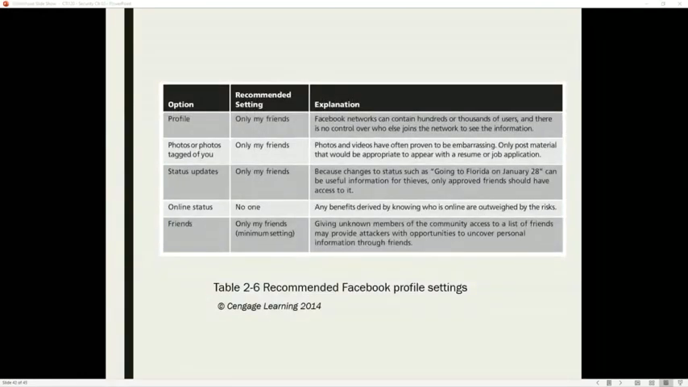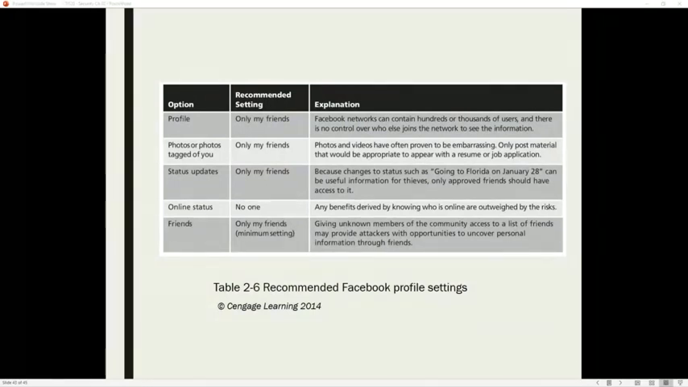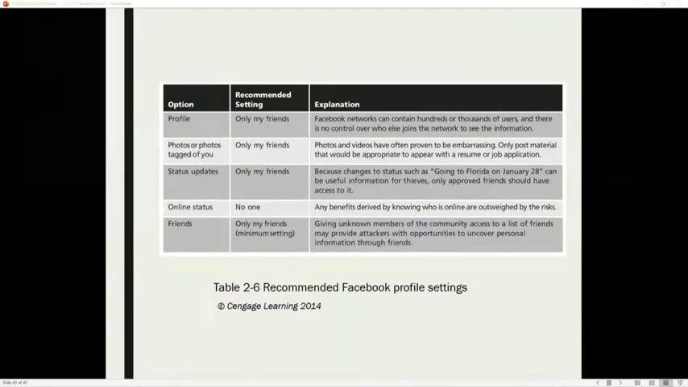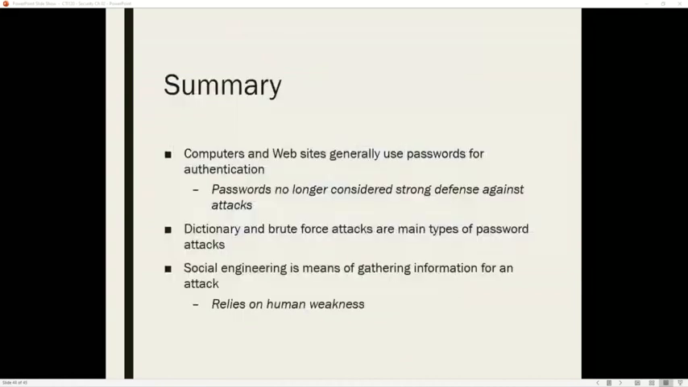We can see here that your profile status, there's no control over who joins a network, so you want to make sure that if you have something available to your friends, it's only available to your friends. Pretty much anything on here except for the online status should be available to only your friends at minimum. Your online status, saying that you're on or off, any benefits derived by knowing who is online is immediately outweighed by the risks. So just be aware that, again, things that are visible to people outside of your sphere of influence could be used for any purpose, positive or negative.